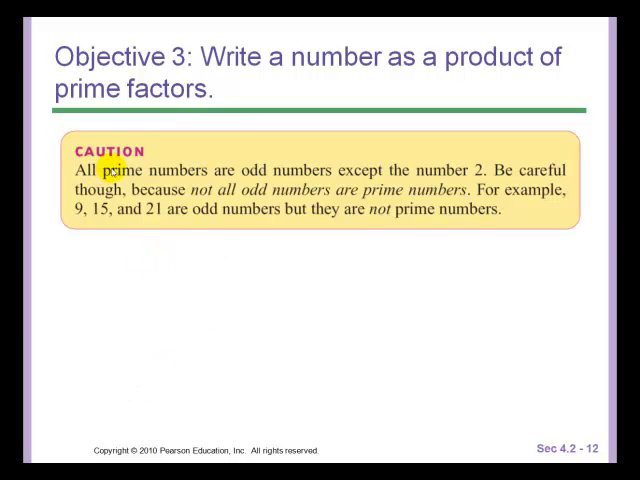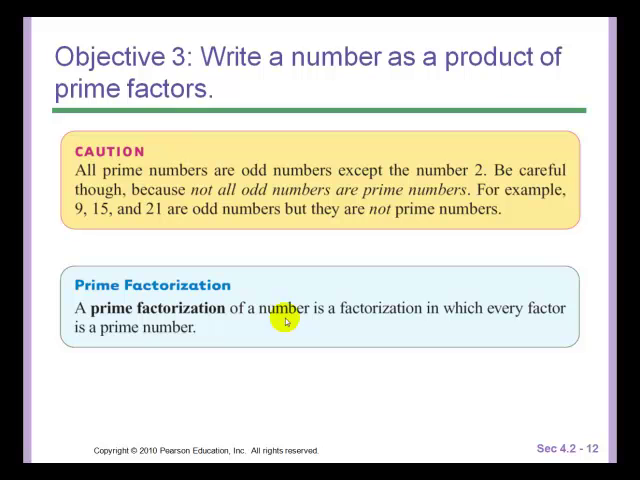A quick note on odds and primes. The only even prime number is 2. All other prime numbers are odd, but that doesn't mean all odd numbers are prime. For example, 9, 15, and 21 are odd numbers, but they are not prime. 9 could be divided by 3, 15 could be divided by 3 or 5, and 21 could be divided by 3 or 7.